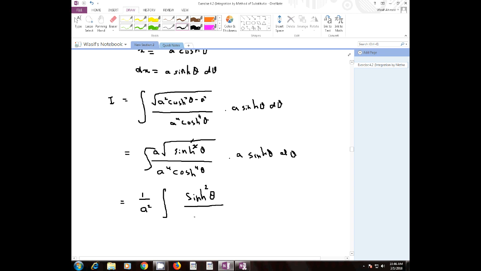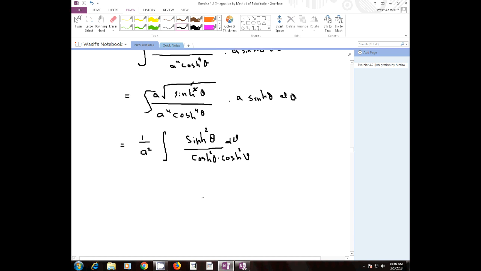Divided by cos hyperbolic 4 theta, which could be written as cos hyperbolic square theta multiplied by cos hyperbolic square theta d theta. So this comes to be equal to tan hyperbolic square theta, and 1 divided by cos hyperbolic square theta is secant hyperbolic square theta d theta.